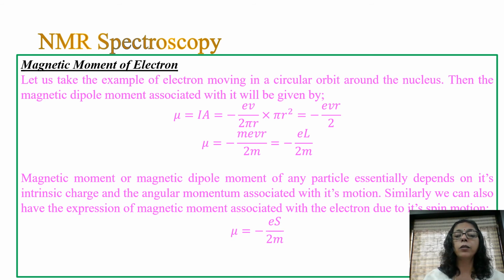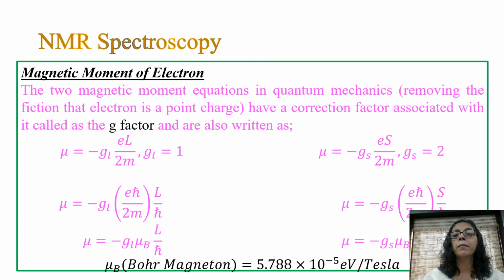Similarly, you can find out the magnetic moment due to spin motion. It is written over there. And here, when you talk in terms of quantum mechanics, that means you remove this fiction that the electron is a point charge. Then along with the g factor associated, all these formulas are given in your second year physics book. Please refer to it over there. You should know the value of the Bohr magneton also over here.